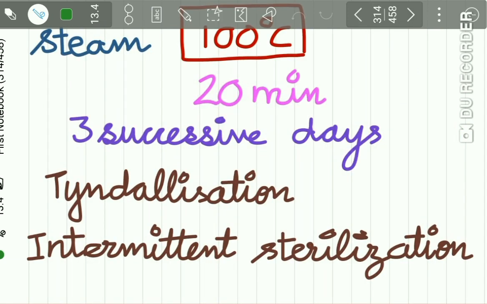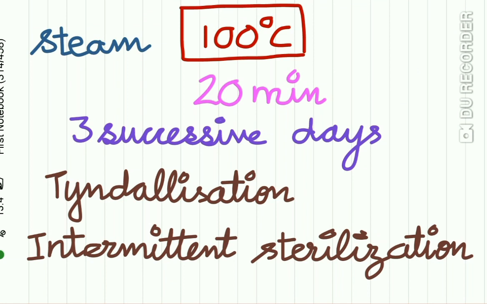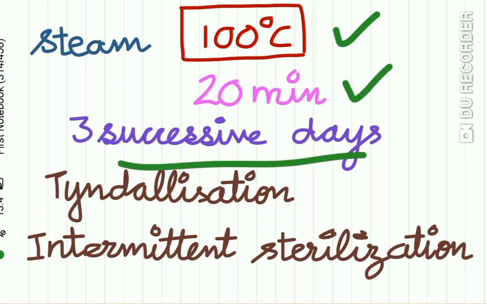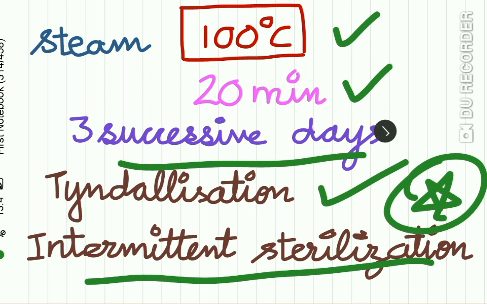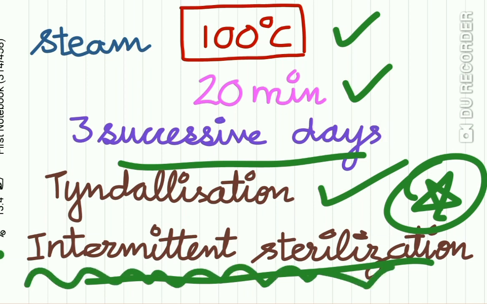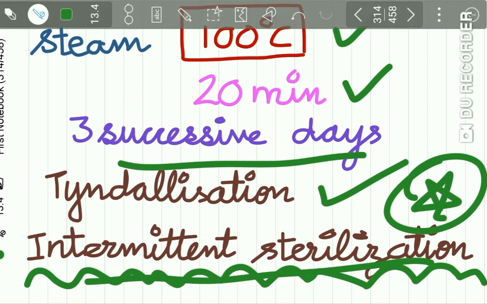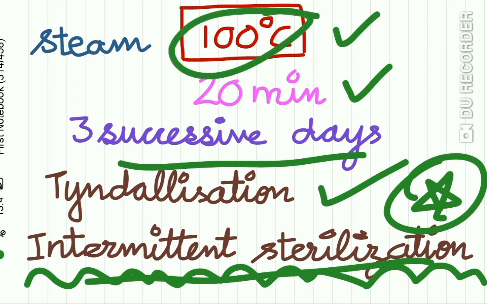Then comes the tyndallization. In tyndallization, steam at 100 degrees Celsius is used for 20 minutes for 3 consecutive days. This process is known as tyndallization or intermittent sterilization. Remember this alternative terminology, intermittent sterilization. You may be asked in your viva, what is intermittent sterilization? So there you have to answer about tyndallization. Steam at 100 degrees Celsius for 20 minutes for 3 consecutive days.